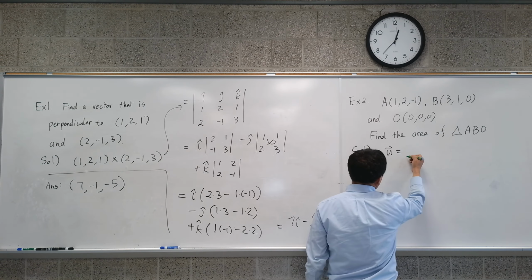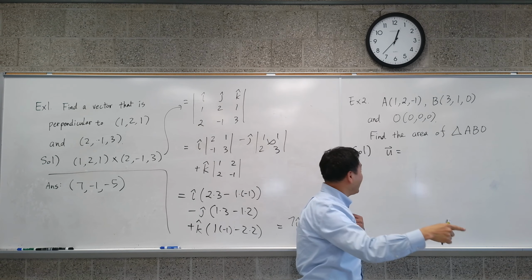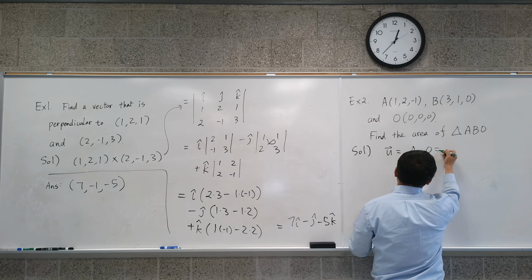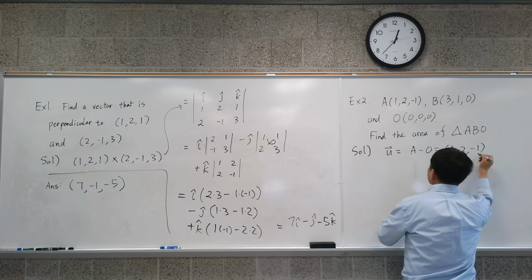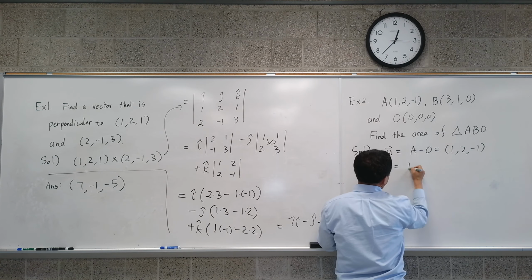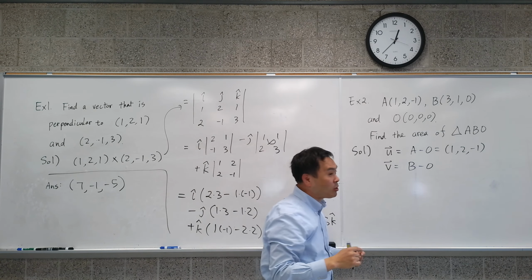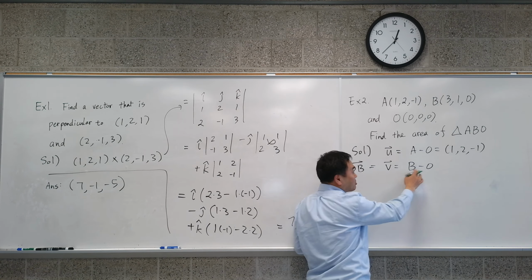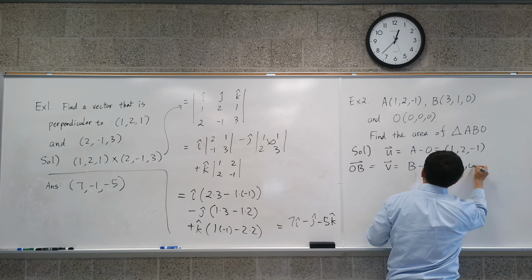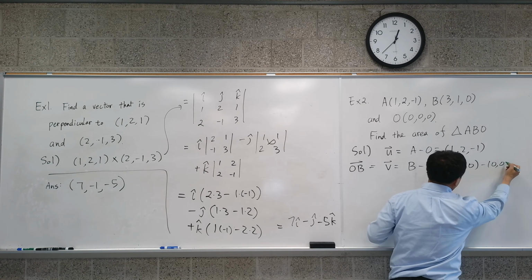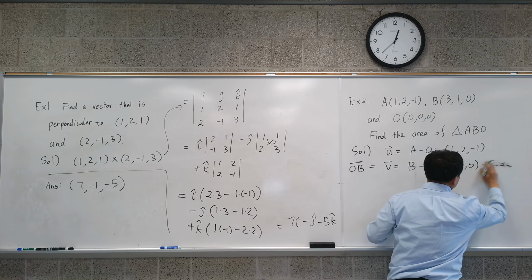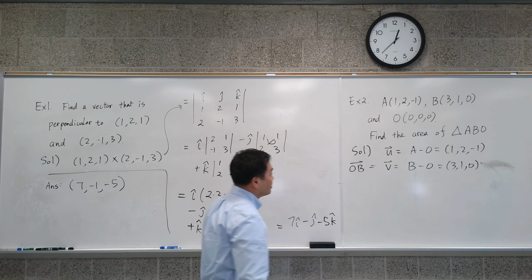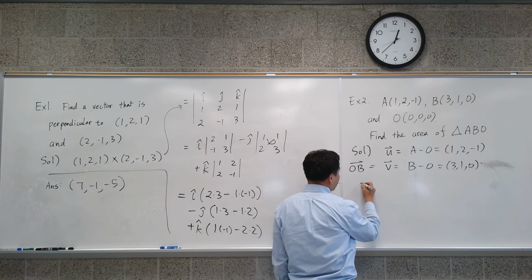So what we do is say, let U be OA. OA is terminal minus initial, so it's A minus O. So you get (1, 2, -1). V would be B minus O, because by V I want the OB vector. And it's always terminal minus initial, so it's (3, 1, 0) minus (0, 0, 0). Subtracting 0 doesn't do anything, so that's what you get. So with those two vectors, now what we want to do is calculate U cross V.